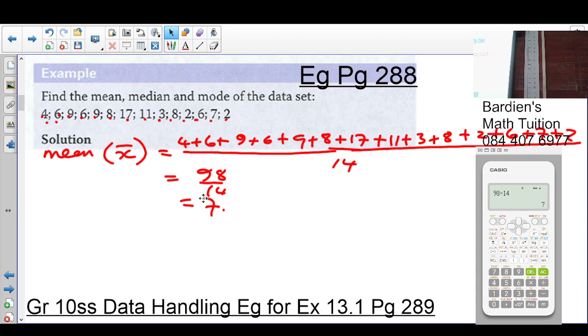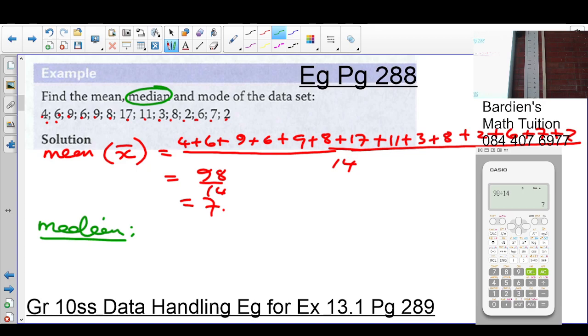Let's look at the median. What is the median? The middlemost number, but the data must be sorted. Is this data sorted? No. How do I sort this data? I must write it in order.